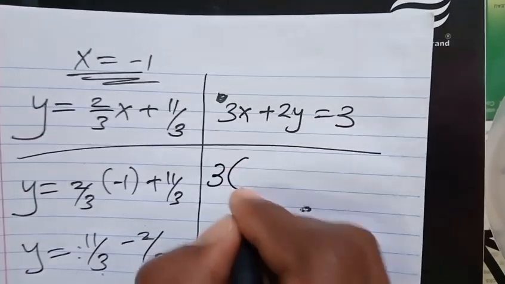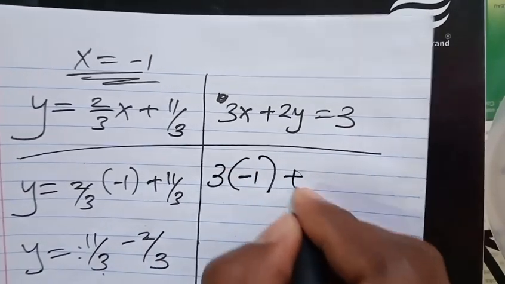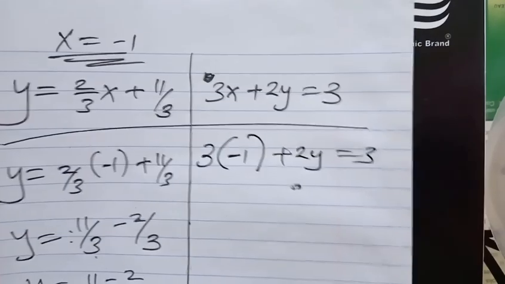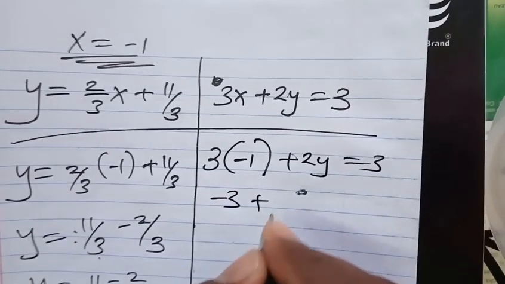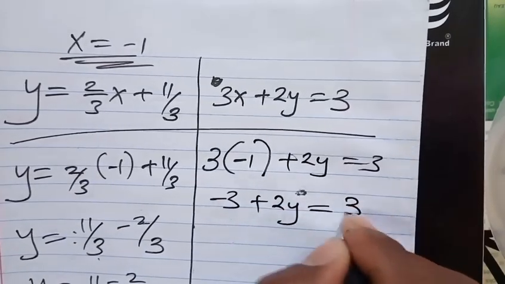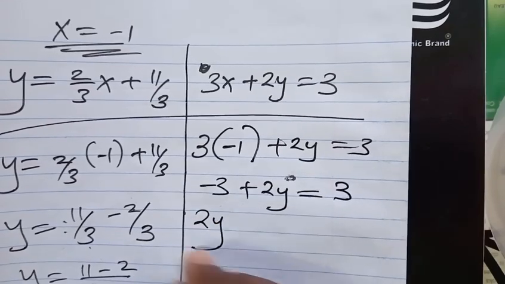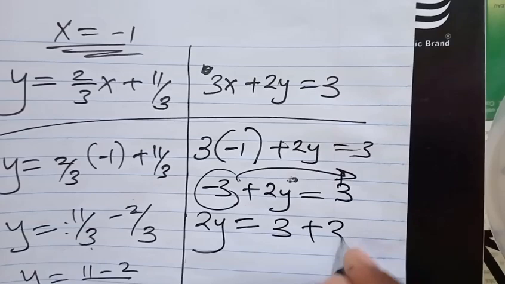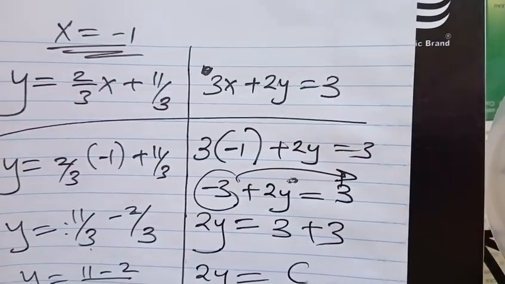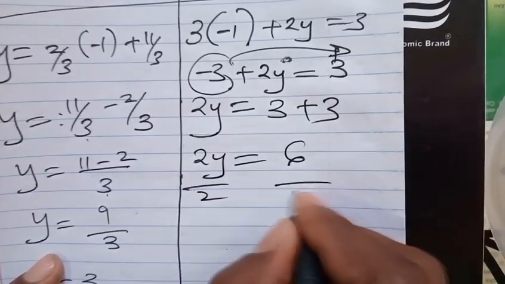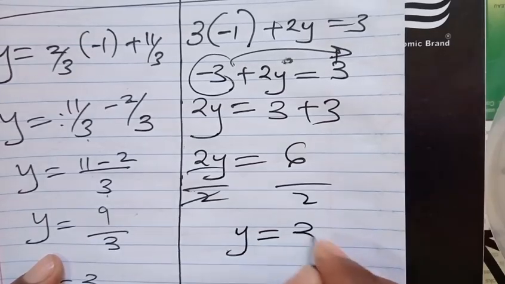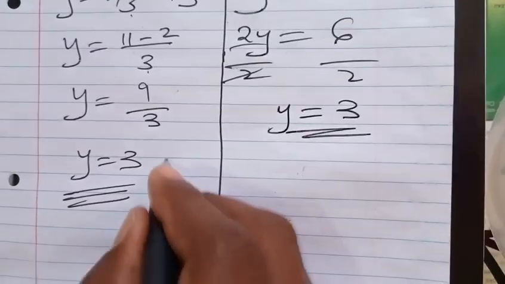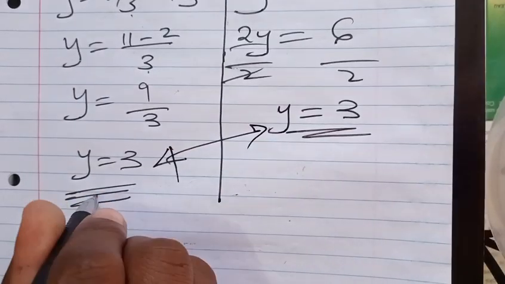So 3 into bracket negative 1 plus 2y is equals to 3. So this is negative 3 plus 2y is equals to positive 3. 2y remains here. You take this negative 3 to the other side and you get 3 plus 3. So 2y is equals to 6. Divided by 2, divided by 2, y is equals to 3. We've gotten the correct answer. You see it is 3 on this side and on this side.